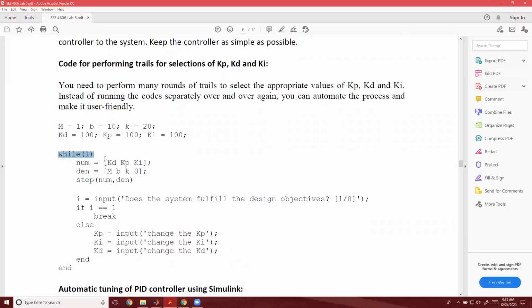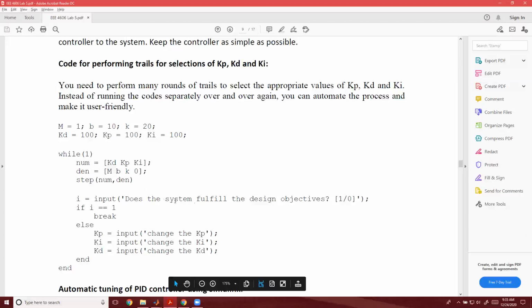We have our numerator and denominator. We're computing a step response for any values of Kd, Kp, and Ki. Then we check if the system fulfills the design objectives. If it does, we press 1 and the loop breaks. If it doesn't, we press 0, input new values of Kp, Ki, and Kd, and then run the loop again.